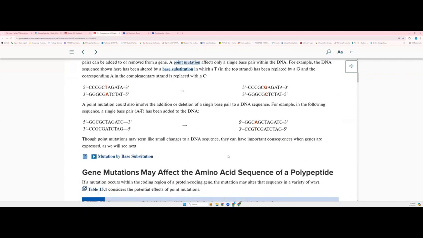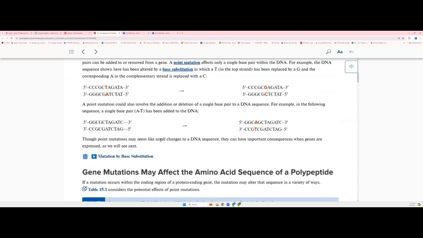Point mutation could also involve the addition or deletion of a single base pair to the DNA, right? The earlier type is more like base substitution, so a different base will replace the old one. Another type would be addition or deletion. What does that mean? For example, before it was GGCG, with G after C. But here we insert A between C and G. That's called the addition of a single base pair to the DNA sequence.